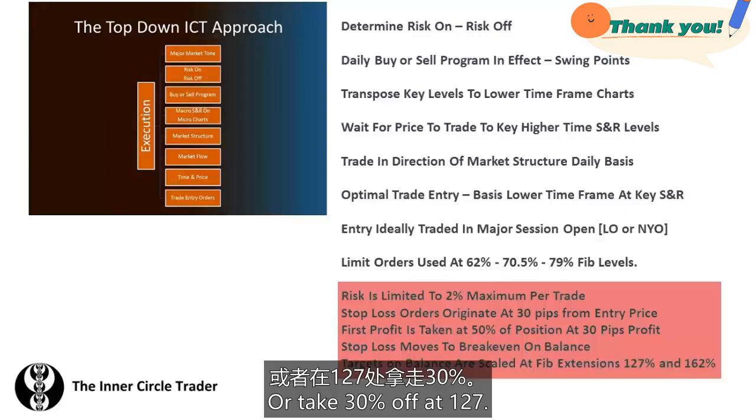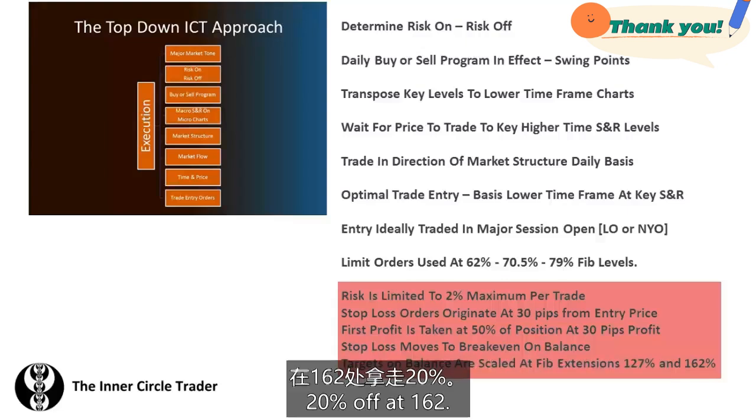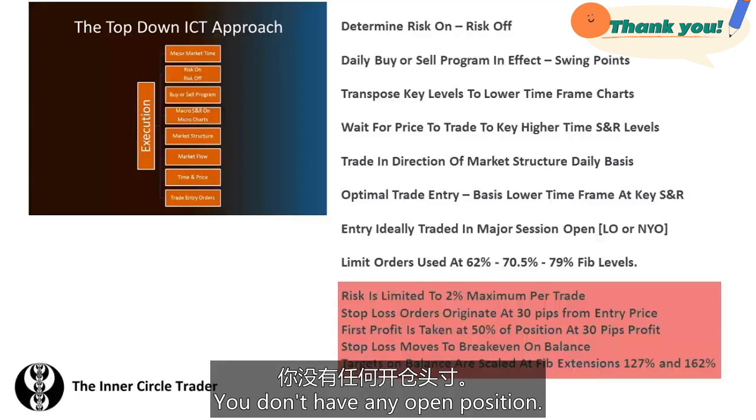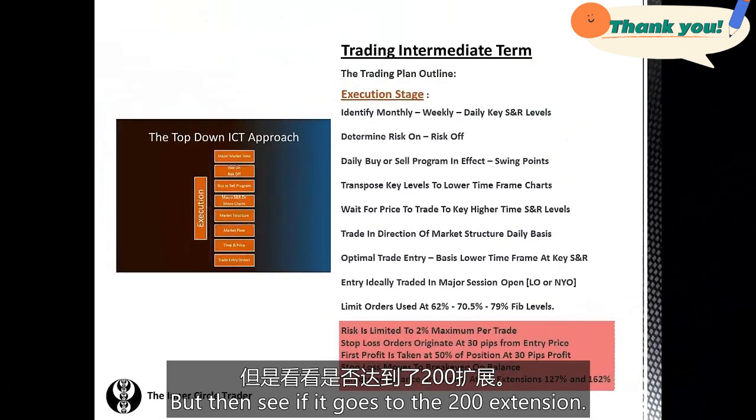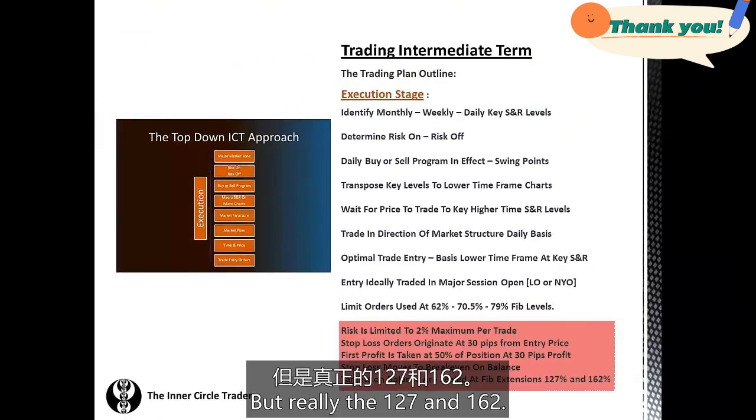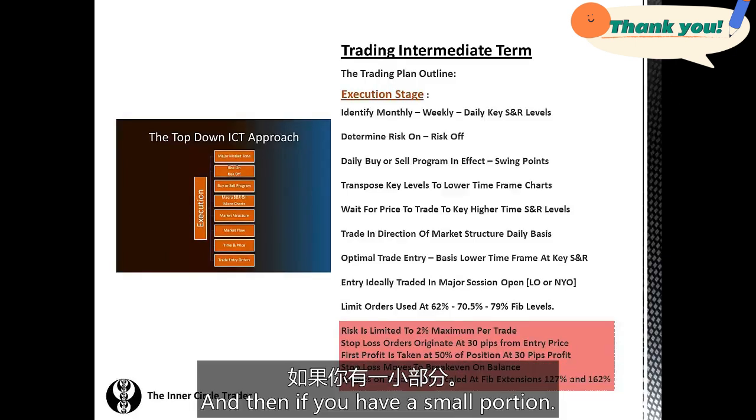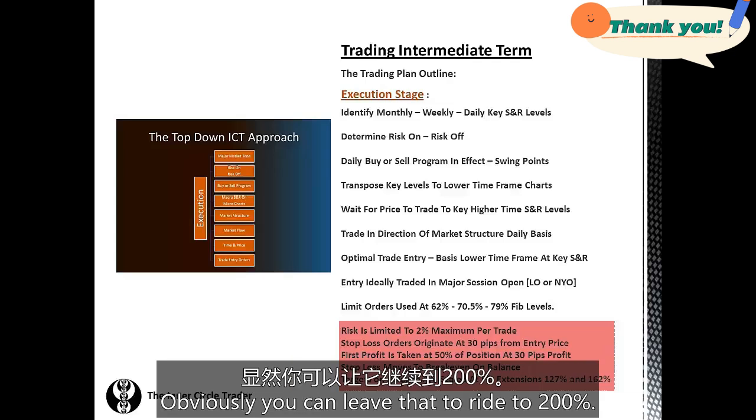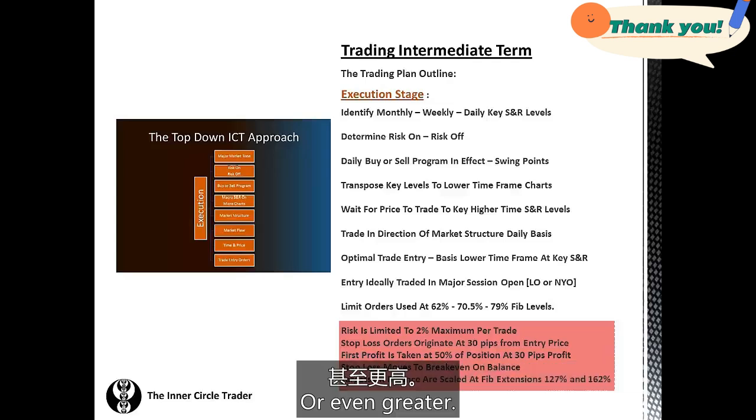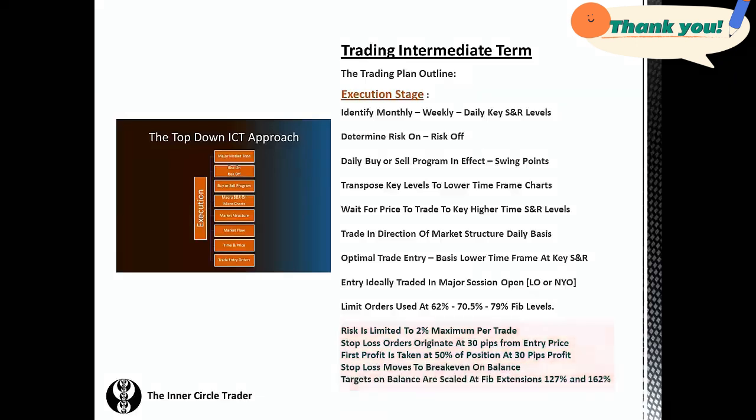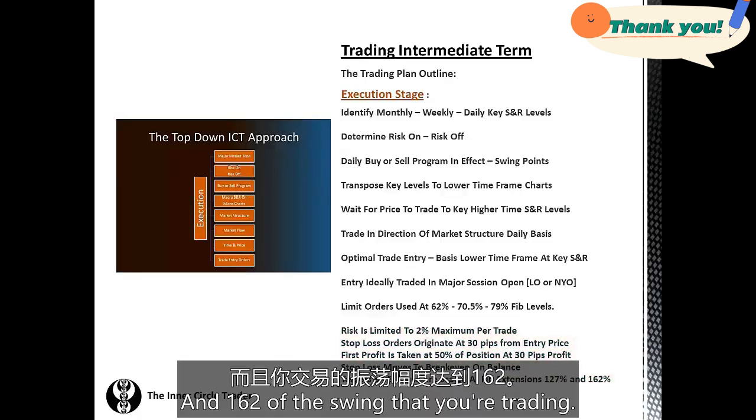Or take 30 off at 127, take 20 off at 162, and just paper trade the remaining portion. You don't have any open position, but then see if it goes to the 200 extension. Okay, but really the 127 and 162, you want to have at least 70 to 80% of your trade already in profit, and then if you have a small portion, obviously you can leave that to ride to 200% or even greater. Okay, but you want to be taking profits and book them at 127 and 162 of the swing that you're trading.